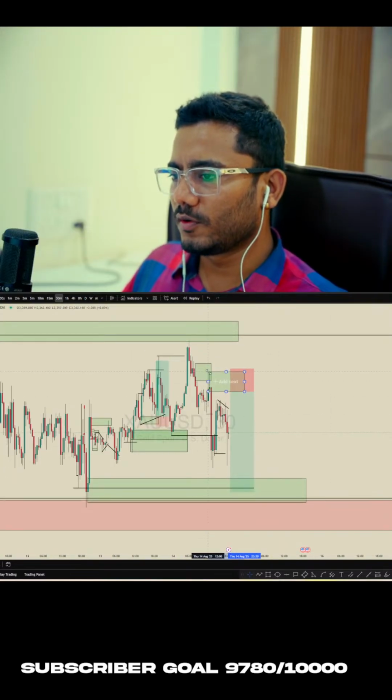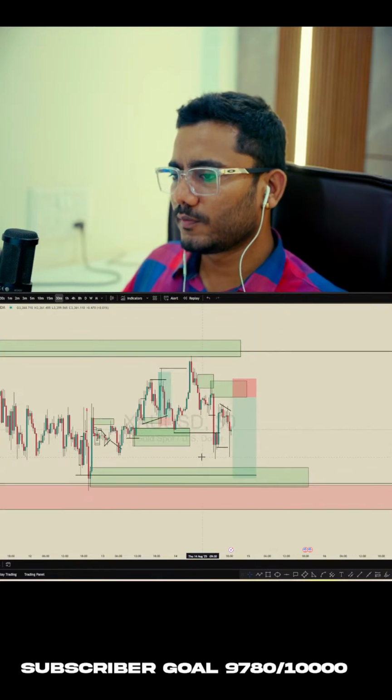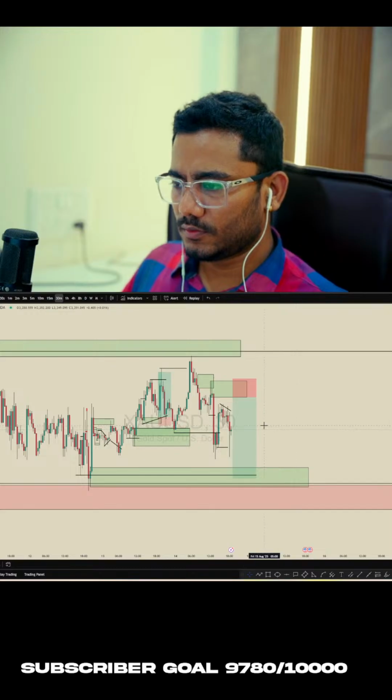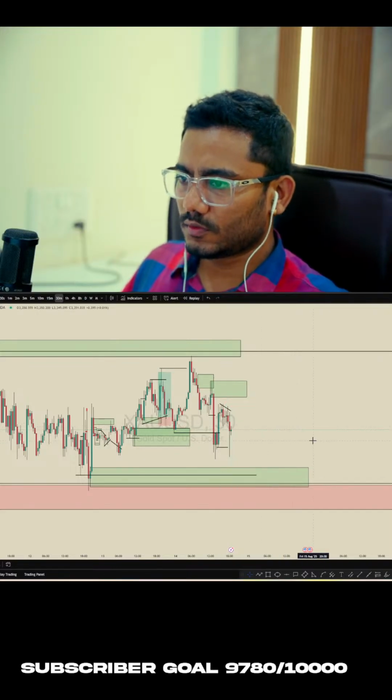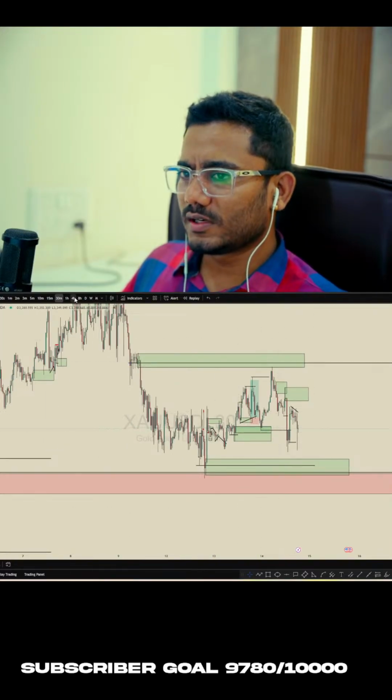So this is our 50-minute order block. We have this 50-minute liquidity, and you can target these lows. So both the setups can work.